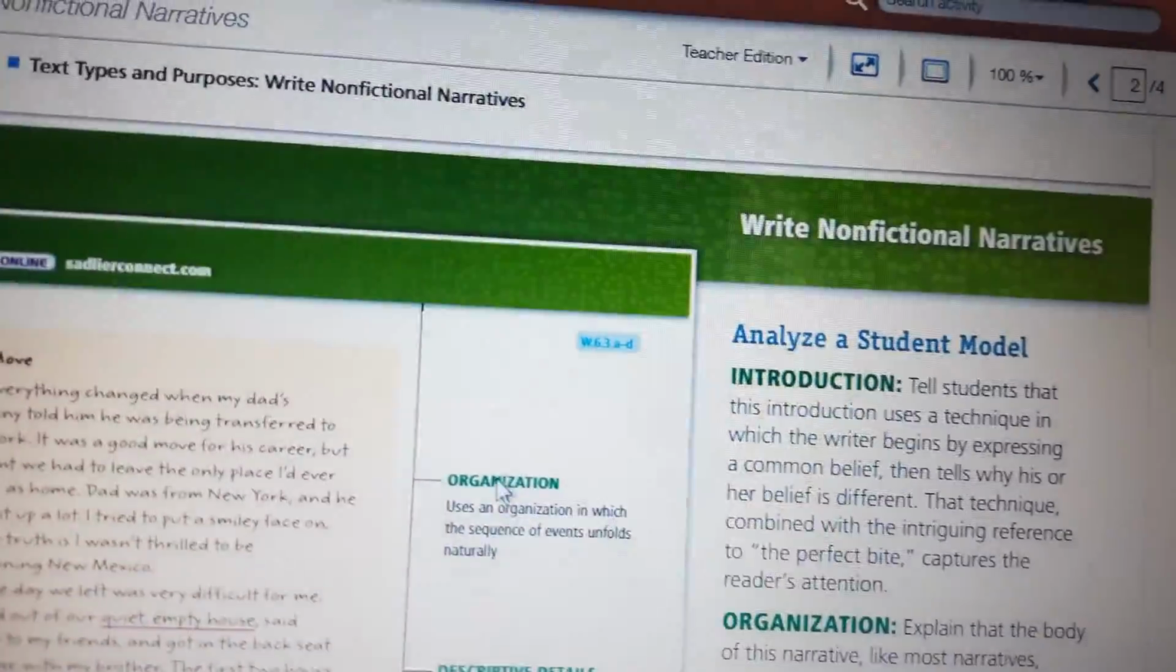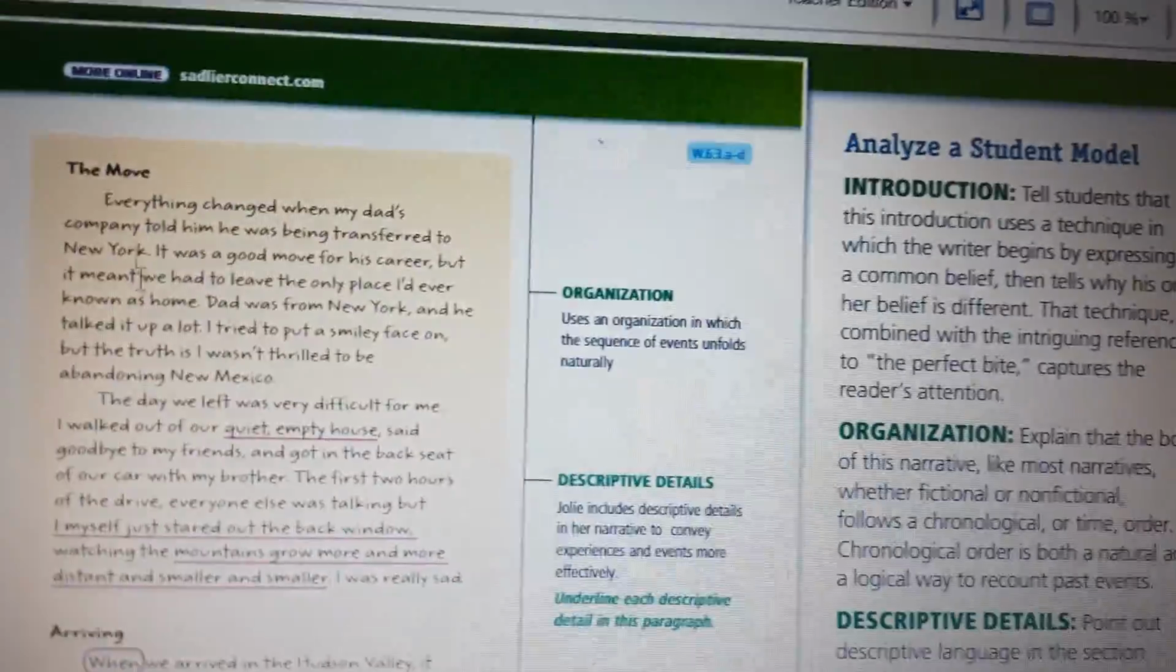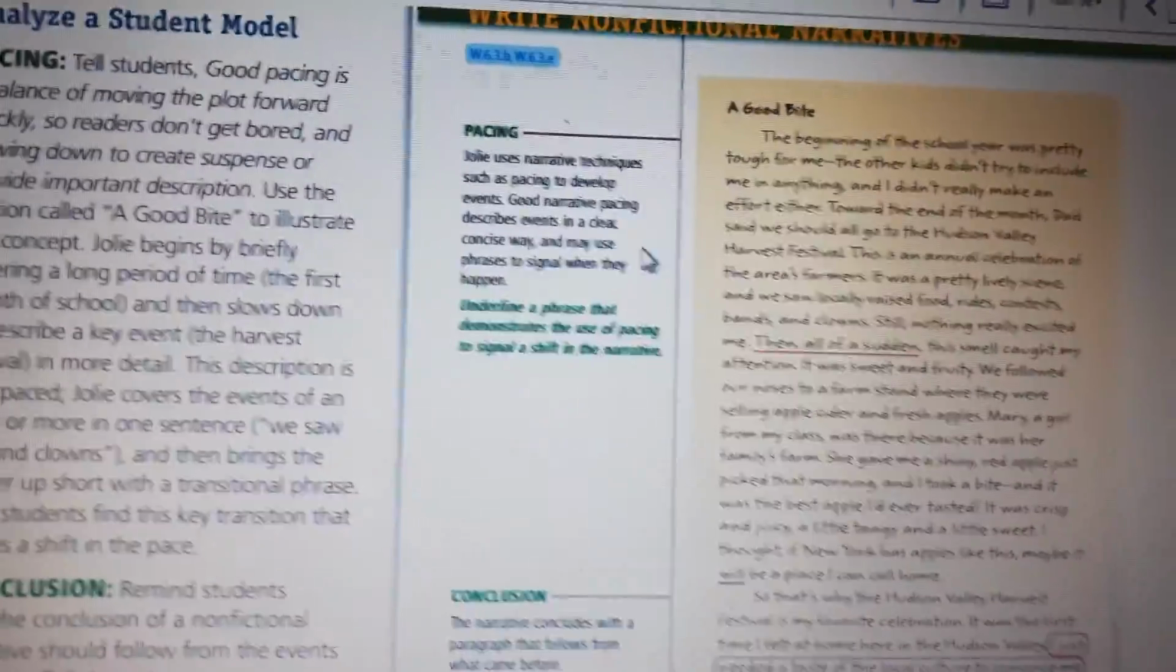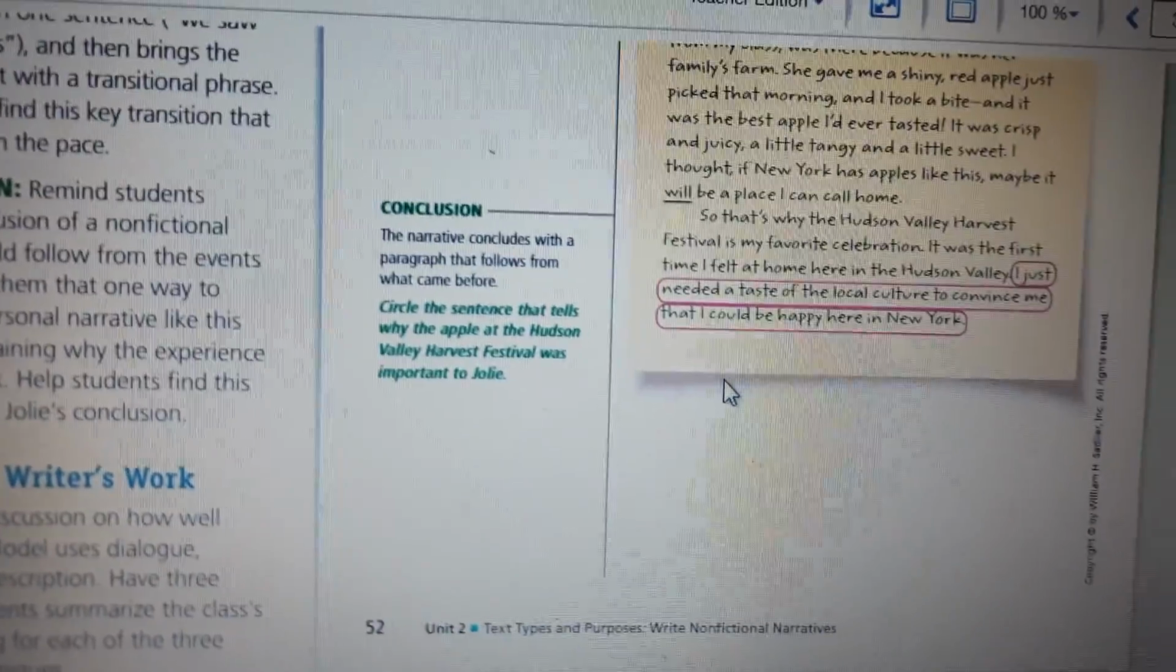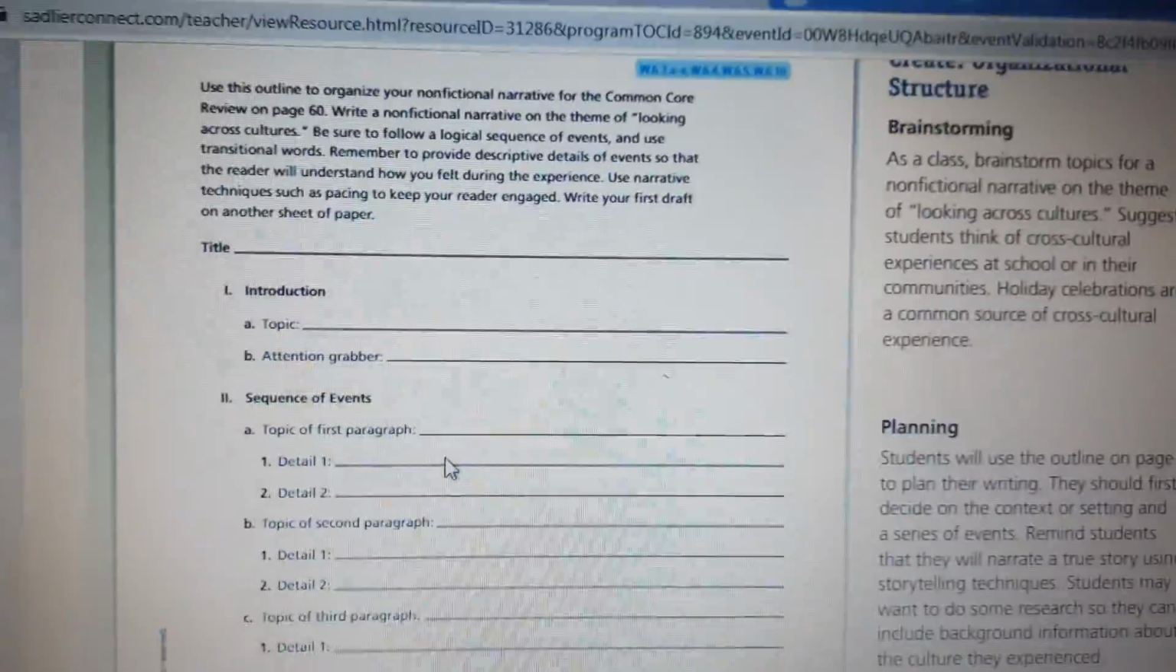And then we have to be organized. You should organize your story. Here we have a conclusion. You should write a conclusion, like the solution to the problem I showed you. Okay, and here is another form if you want to follow it.